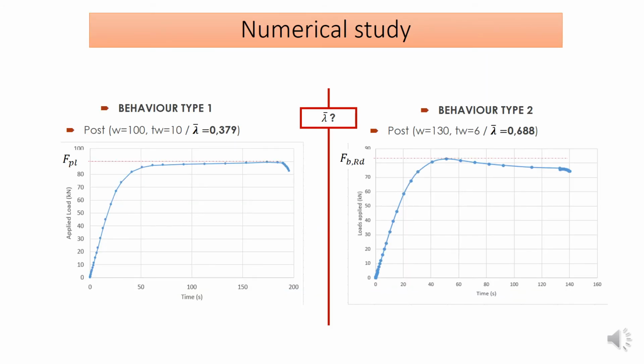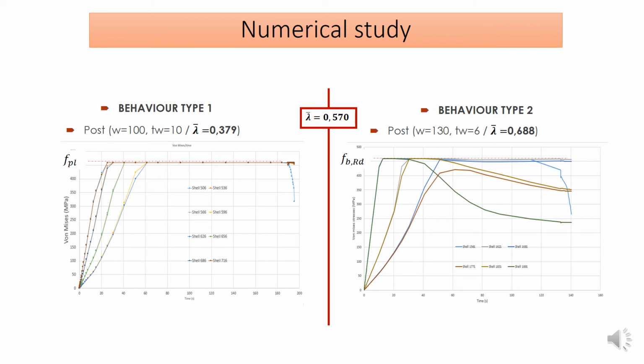Here is an example of comparison between two web post models, one with a thickness of 10 mm and the other one with a thickness of 6 mm. At the left, a model with a reduced slenderness of 0.379, and at the right, with a thinner web and a slenderness of 0.688. It can be observed that the first web post has a plastic behavior, whereas the second one shows a peak of load followed by a decrease, typical of instability.